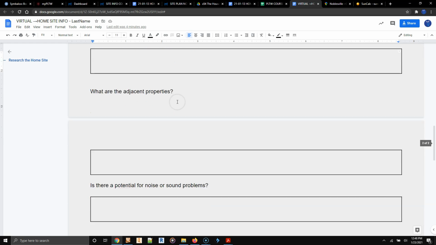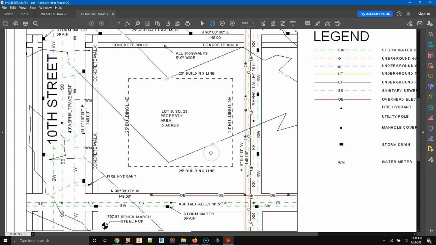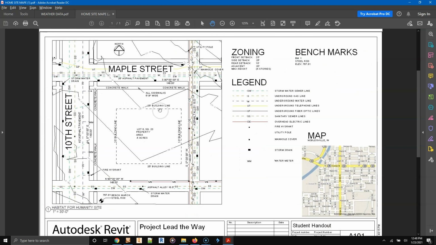Next is, what are the adjacent properties? If you look at this diagram, it doesn't tell you. Normally in legal descriptions, you would describe all the properties that were north and east and south and west of the property. For the purposes of this assignment, I just want you to identify some things that are around it. Google Maps is going to be the easy place to do that. So let's go take a look at that.